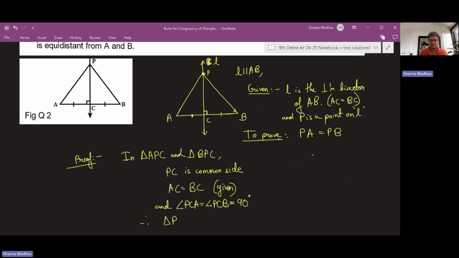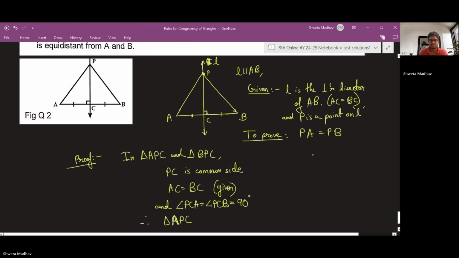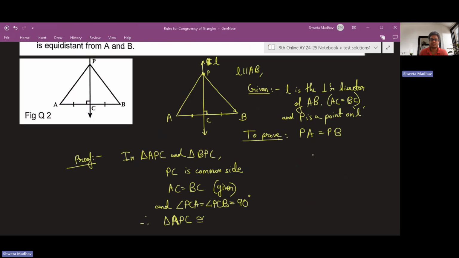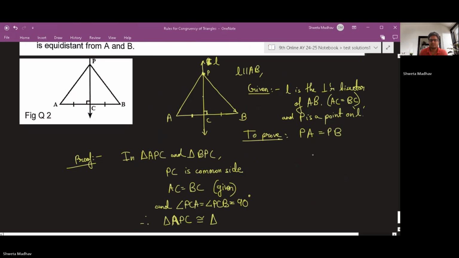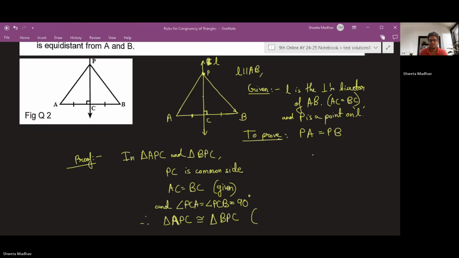Therefore triangle APC will be congruent to triangle BPC by SAS rule, since PC is the common side, so PC will be equal in both the triangles, and AC equals BC, which is given, and angle PCA equals angle PCB, which is 90 degrees. So by SAS rule of congruency.